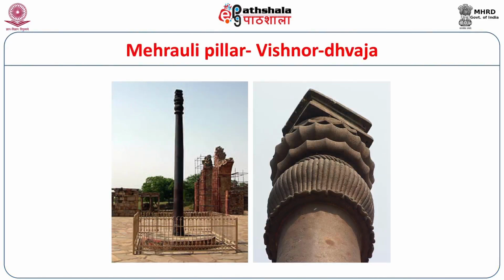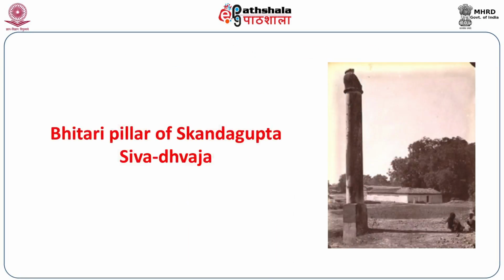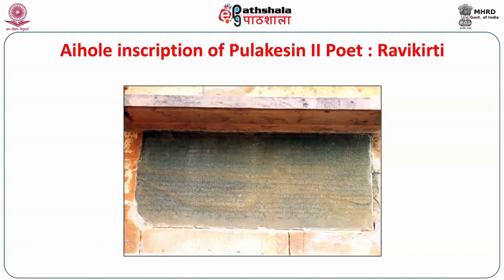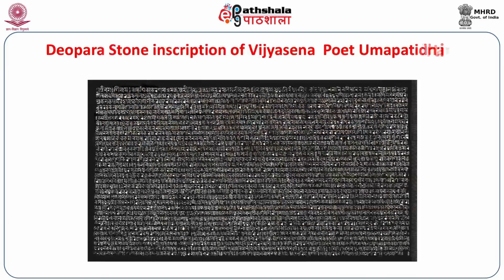Now you also have Vishnur Dhwaja. So the Mehroli pillar, which does not have a figure on the top of the pillar, but definitely it would have a Garuda or a figure of Vishnu on top, since it's a Vishnur Dhwaja. Then Skandagupta's Bhitari inscription can be considered as a Shiva Dhwaja. So here on top we might get a bull or the figure of a Shiva Linga or Shiva.